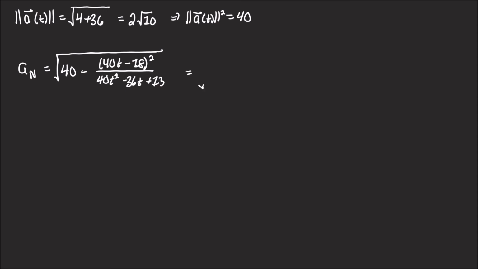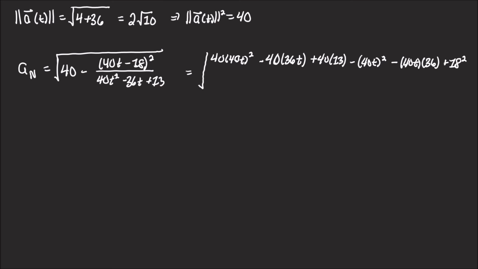So this will become the square root of 40 times 40t squared minus 40 times 36t plus 40 times 13, then minus 40t squared minus 40t times 36 plus 18 squared, and that whole thing is over 40t squared minus 36t plus 13.